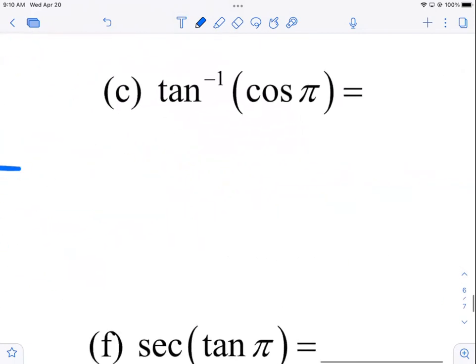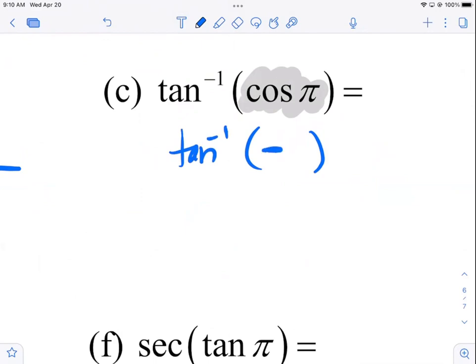All right, inverse tangent of cosine of pi. What is cosine of pi? Nope. Nope. -1. Kaboom. There you go. That's right. Boom. And now, what's inverse tangent of -1?